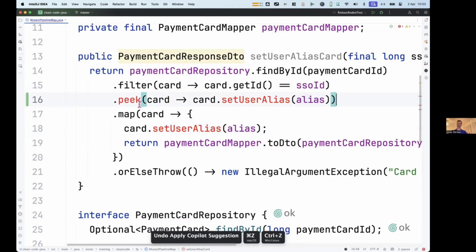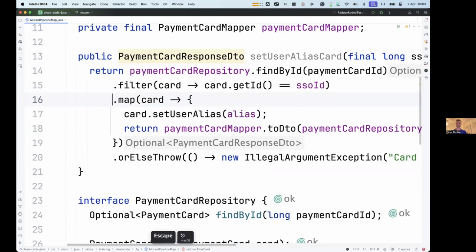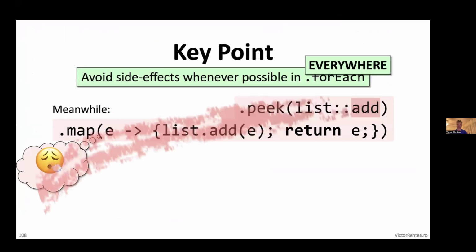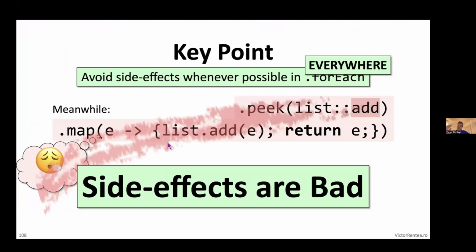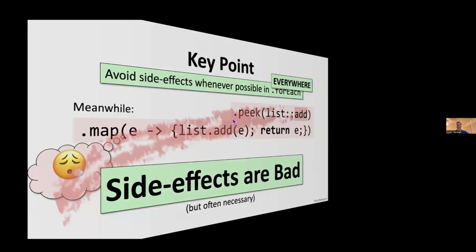If you want to see this in action, you should vote at the end to fight the mutant pipeline. So I hope we have time to actually dive into the code. There is another solution for the problem you're going to see. The idea is that side effects are bad. That's what I want you to take away. They're often necessary, but try to avoid them wherever you can.